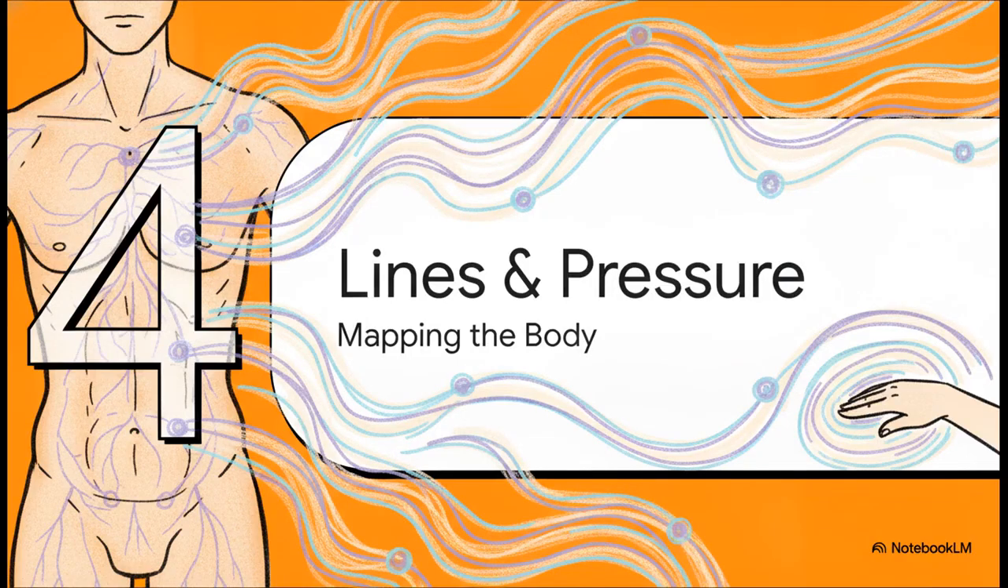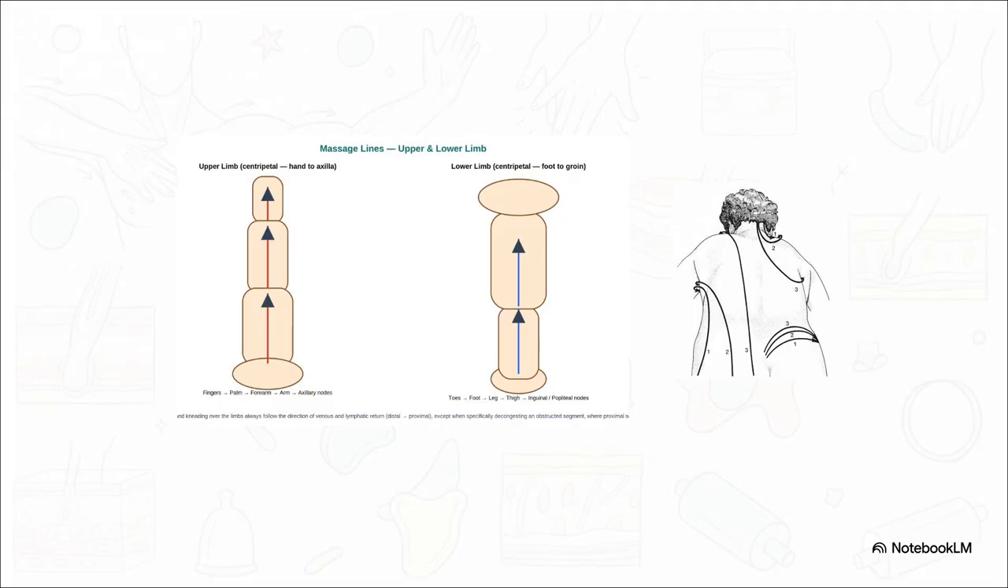Next up is Section 4, regional lines and pressure. Let's start mapping this onto the body. You absolutely must know the centripetal massage lines. So the crucial point is the face-to-neck, arm-to-pit, leg-to-groin rule. Your strokes must always follow the natural live tension lines and lymphatic watersheds. For the upper limb, drain distally from the hand toward the axillary nodes. For the lower limb, move from the foot up through the popliteal nodes and right into the inguinal nodes. You are always working to assist the body's natural venous and lymphatic return.